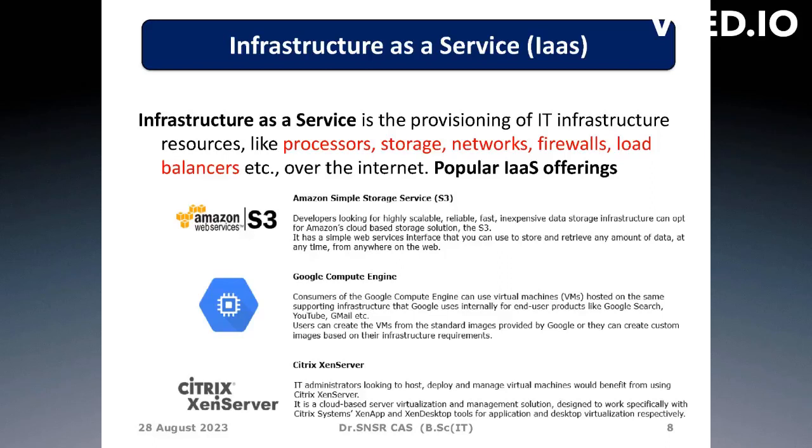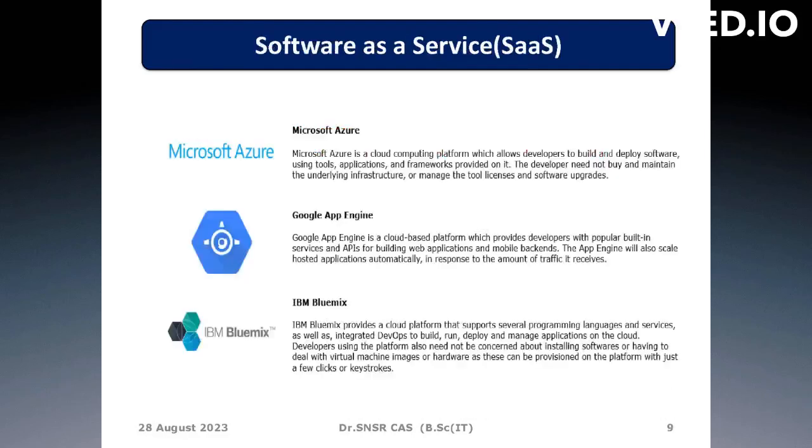Then Citrix Xen Server. So these are all applications which are available, and you can use these services. They are service providers. For software as a service, SaaS, Microsoft Azure is there, Google App Engine is there, IBM Bluemix is there. So these are all some software as a service providers.